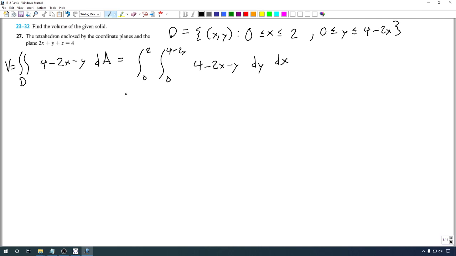And there's not too much to this. We just go through the motions of integration. The integral of 4 minus 2x minus y with respect to y is going to be 4y minus 2xy minus 1/2 y squared.